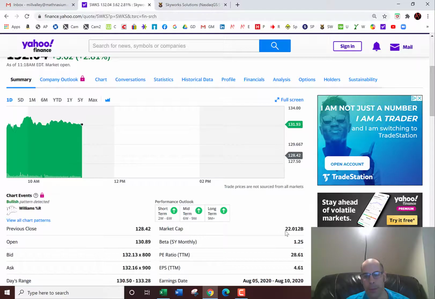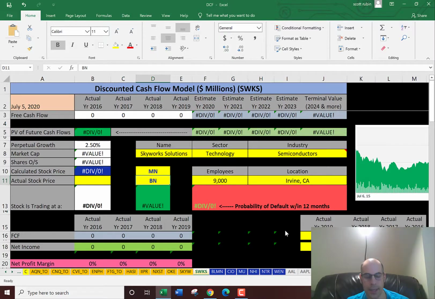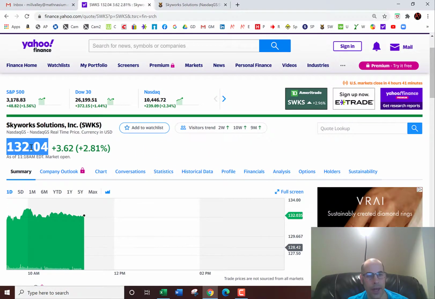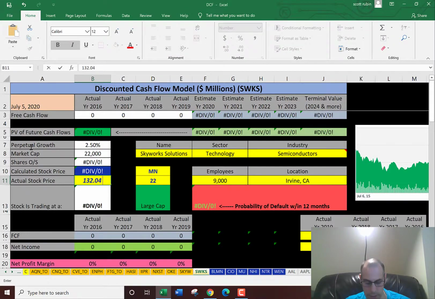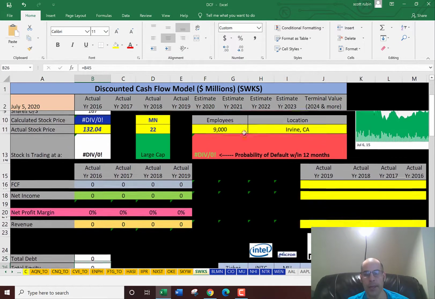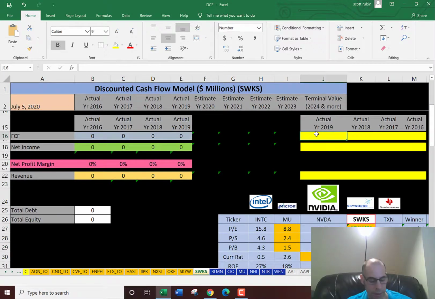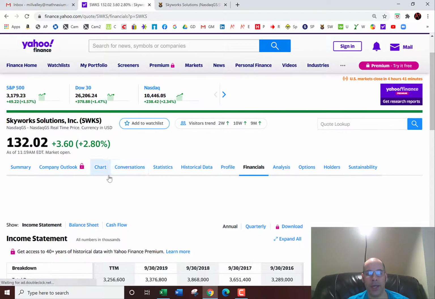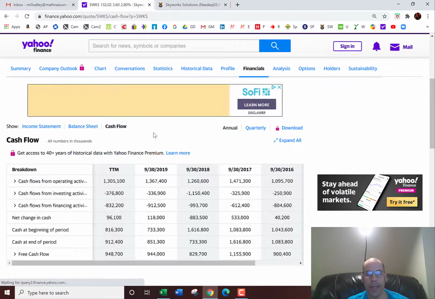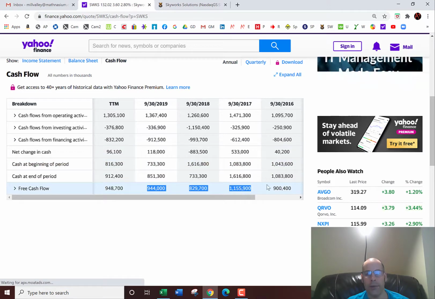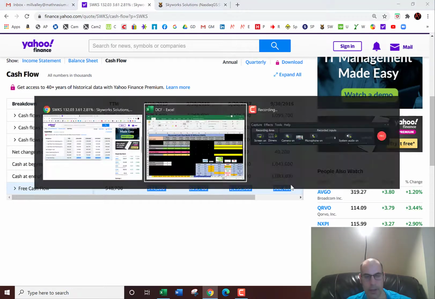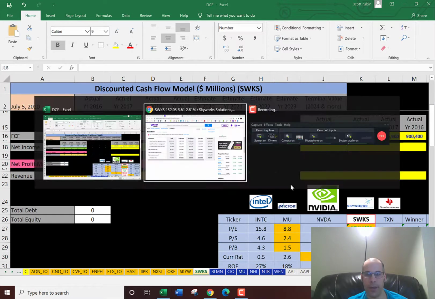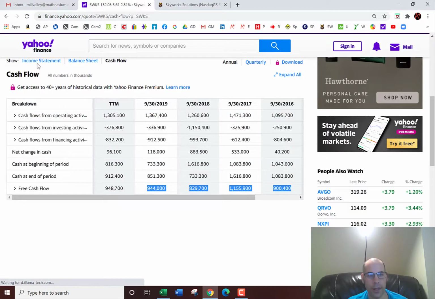This company has a market cap of $22 billion, and that's the value of the company according to the stock market. And they're trading at 132.04. Let's pull some financial information. We're going to look for the free cash flows. And free cash flows is how much cash is remaining after a company pays its expenses. So the way to value a company is you estimate the future free cash flows and then discount that number back to today's value. And that's what I'm doing here in the video.